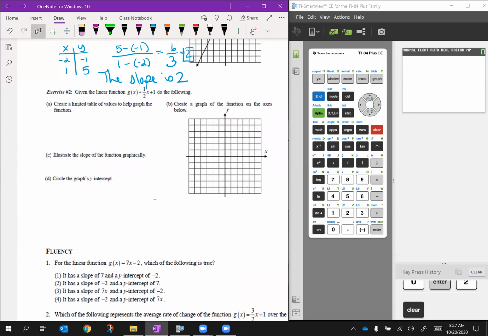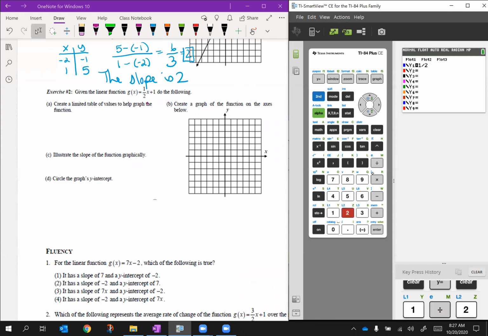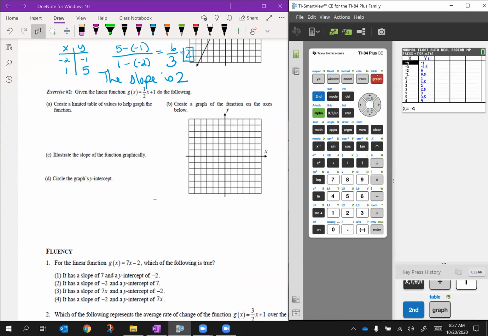Given the linear function g of x equals 1/2 x plus 1, do the following. Create a limited table of values to help you graph the function. So let's go to our calculator. We're going to go to our y equals, clear out what's in there. We're going to type in 1/2 x, or you can use the fraction key, plus 1. We're going to hit second table.